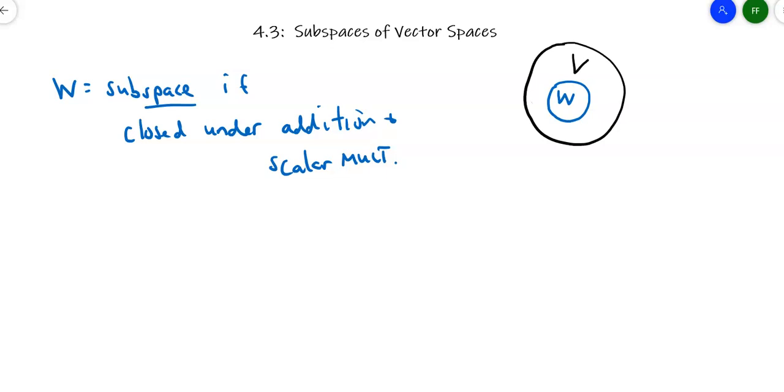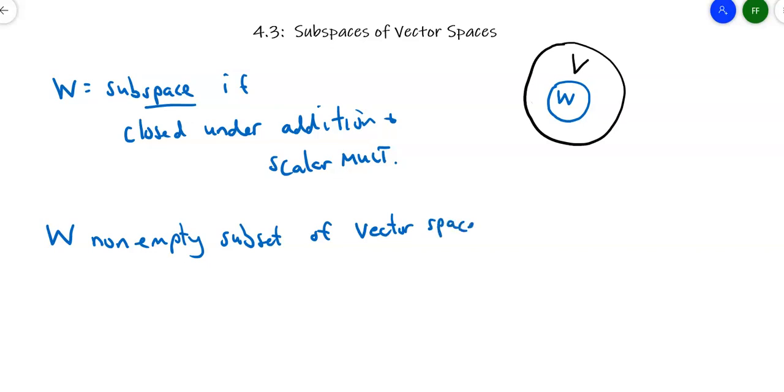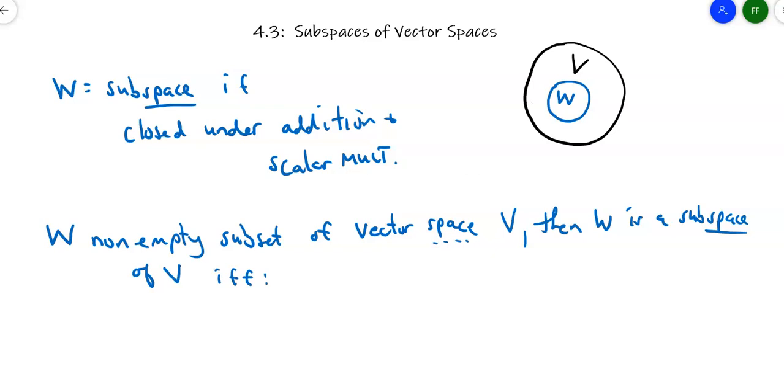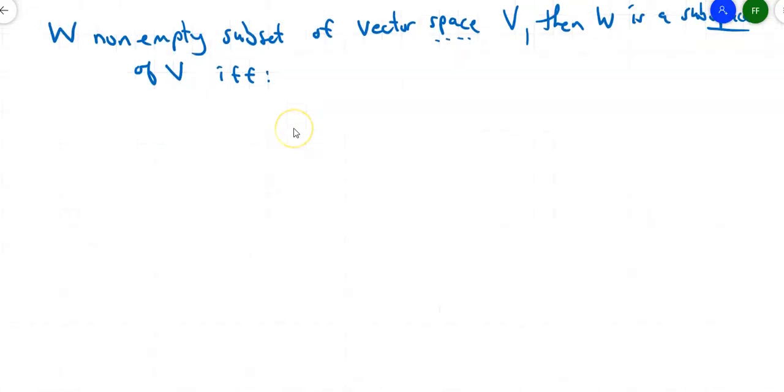So if you want to look at it like this, suppose you've got set W as a non-empty subset of vector space V. In other words, I've already verified that V is a vector space. It's not just a random set. Then W is a subspace of V if and only if these things are true. You realize I did not misspell the word if. Putting two F's there is saying if and only if. So it's that A implies B and B implies A type thing.